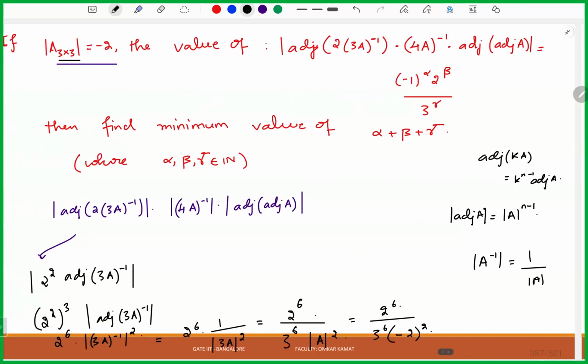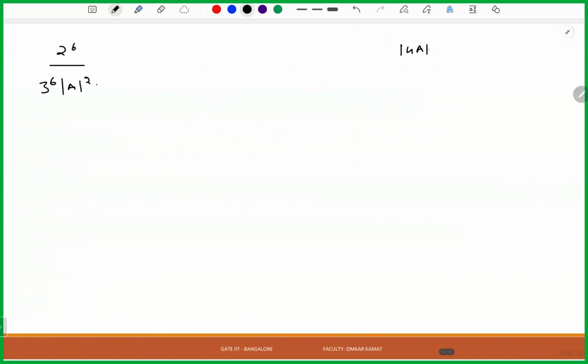Next we have determinant of (4A) whole inverse. Correct, no? Yes. Determinant of (4A) whole inverse, which can be written as 1 by determinant of 4A. So 1 by 4 will come outside. It will become 4 to the power of cube into determinant of A. Fine. So 1 by 4 to the power of cube divided by determinant of A, into the last term is 1 meter.